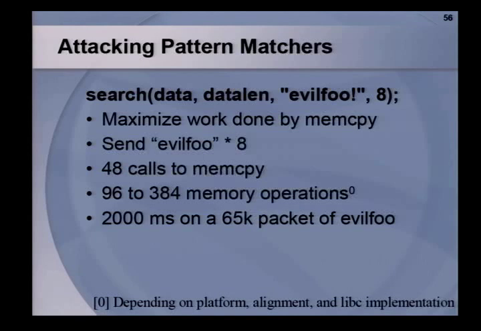Again, forcing the IDS, like we said, you had to process about 3.2 packets per millisecond. Well, with one packet, you can make it take 2,000 milliseconds. Again, it causes the IDS to stop. It's spending so much time handling this single packet that all the other ones in its queue, if it's set to let traffic go through when it can't keep up, it'll let all that through. Again, this is all dependent on platform alignment and the libc implementations of memcopy, but there's an IDS currently shipping today with this search algorithm.